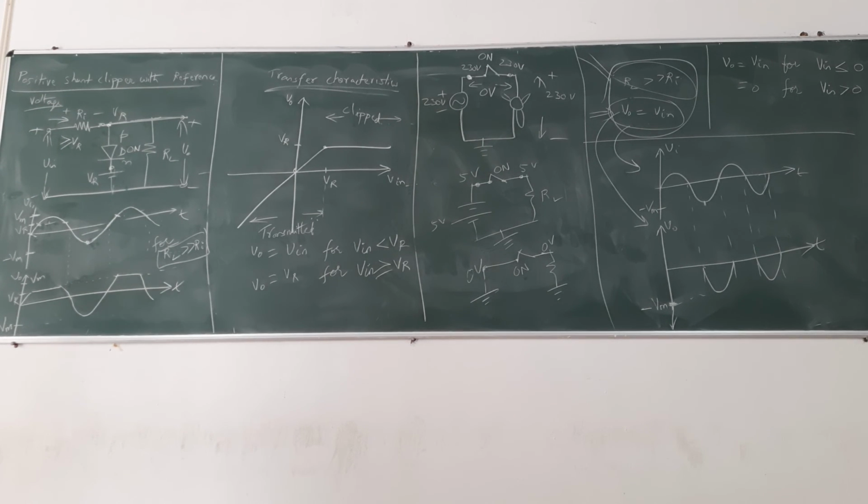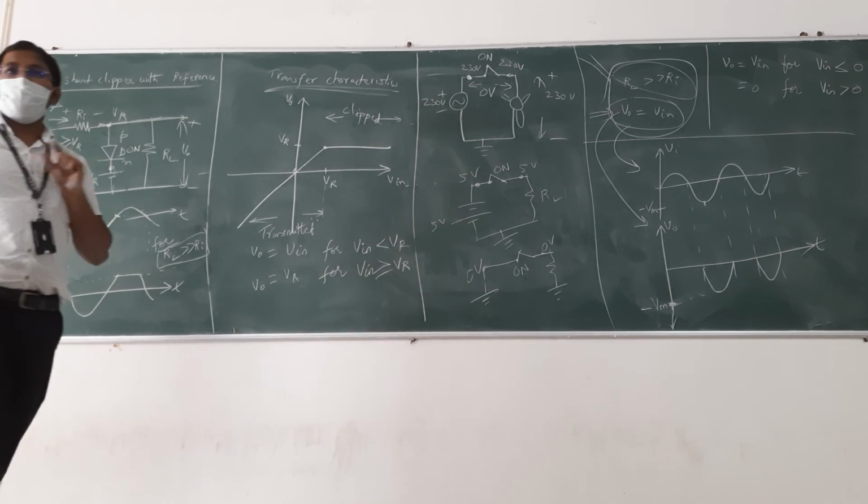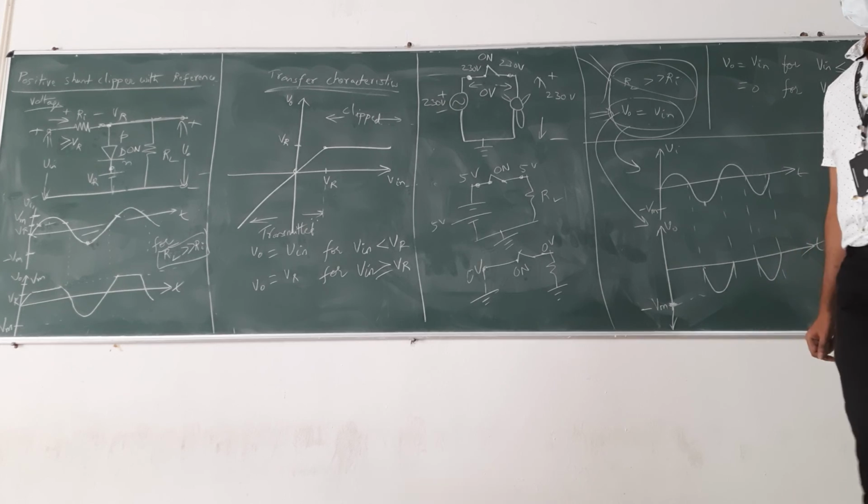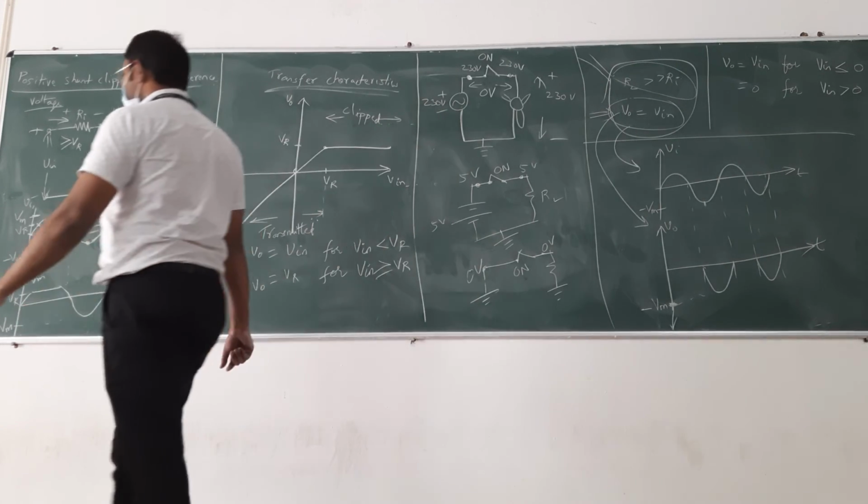Positive series clipper with reference: I did not give you the transfer characteristics. The same transfer characteristics is valid. Whether it is series clipping or shunt clipping, the waveform is the same. Remember, what is changing? Only the diode position is changing. Functionality is the same, the waveform is the same, and the transfer characteristics will be the same. Only the diode position is changing.